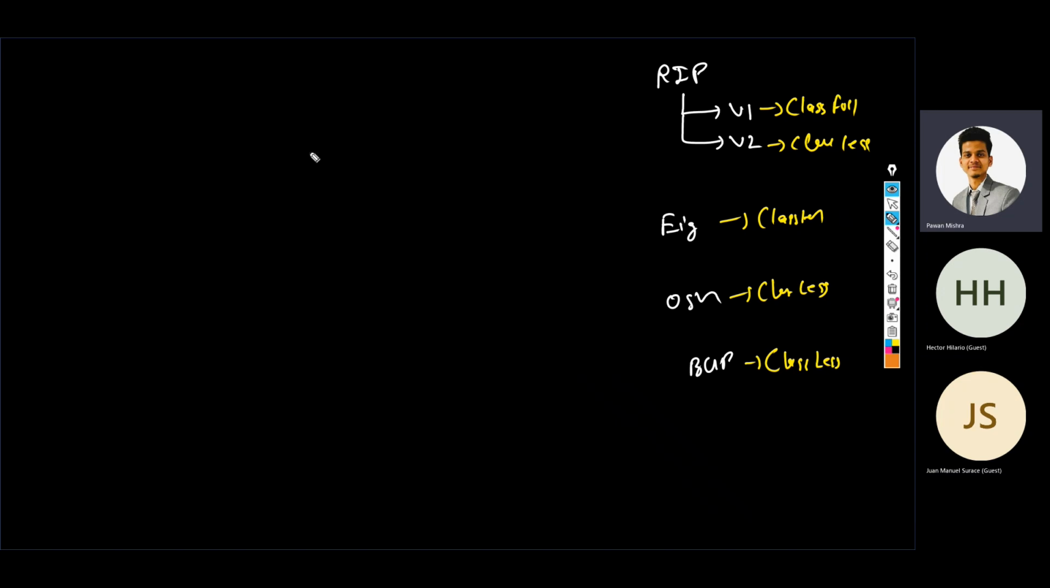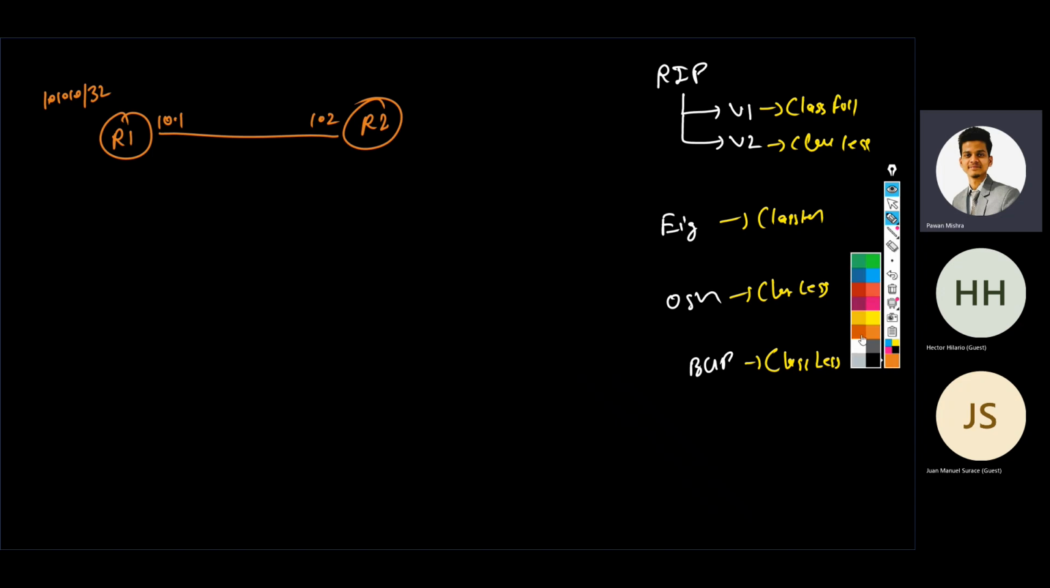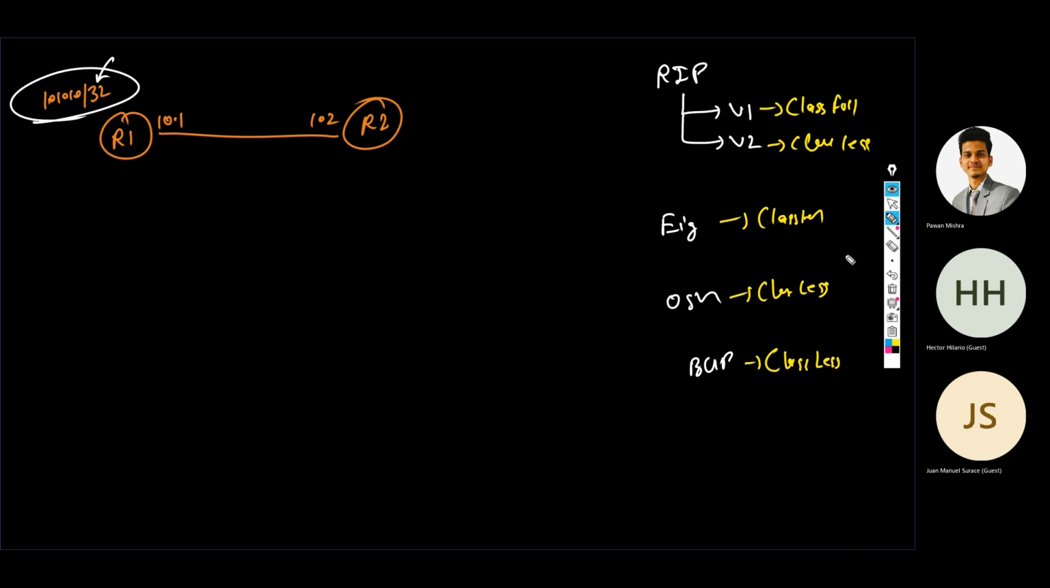So what is the difference between classless and classful? I can explain. Let's say here we have an R1 router and here we have an R2, with IPs 10.1 and 10.2, and R1 has the IP address 1.1.1.1/32. First of all, tell me, is this 1.1.1.1/32 a classless IP or a classful IP?